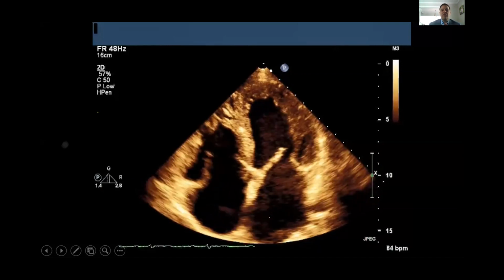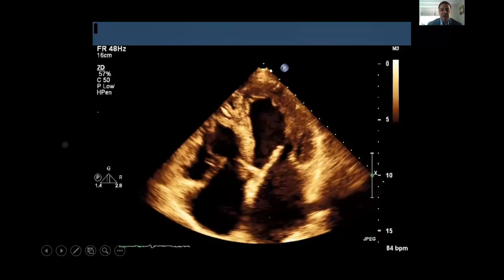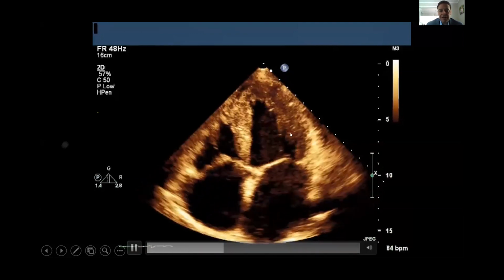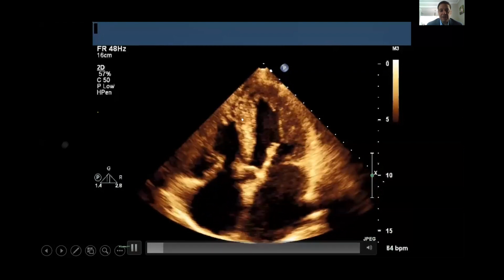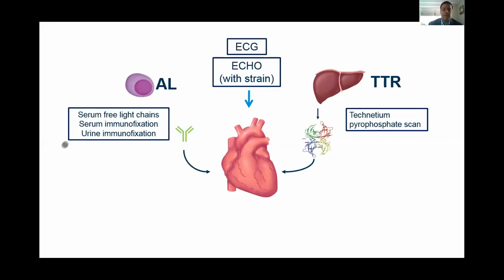The atria were very large, and there was thickening of the mitral and tricuspid valve. Now, in this case, the LV was mildly dilated. It typically isn't an amyloid, but sometimes we'll see that, particularly in this mutation. So in this case, we applied our algorithm.